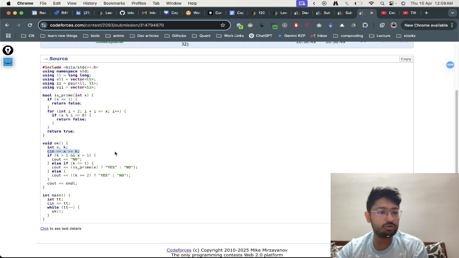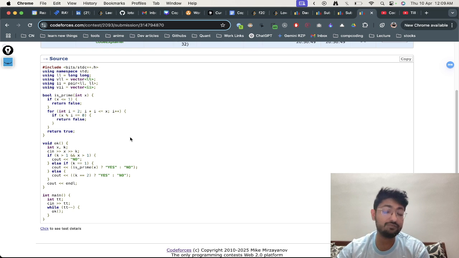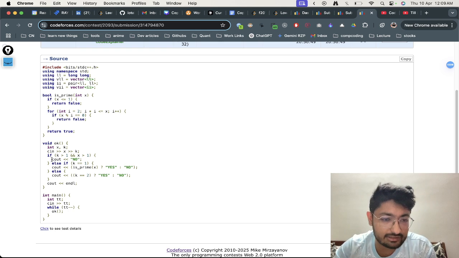Now coming to the conditions, we take the input of x and k. As you can see, if k is greater than 1 and x is greater than 1, in both cases the answer is no. Both are possible, but if k is greater than 1 that is false, and if x is greater than 1 that is also false. In that condition the answer is false.